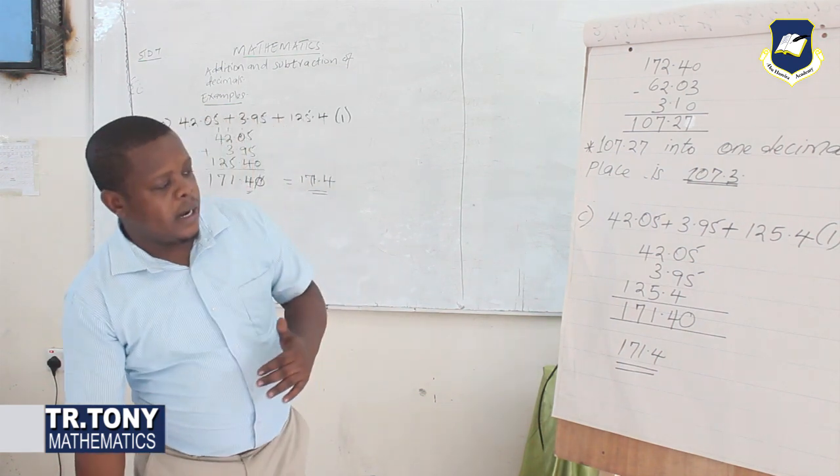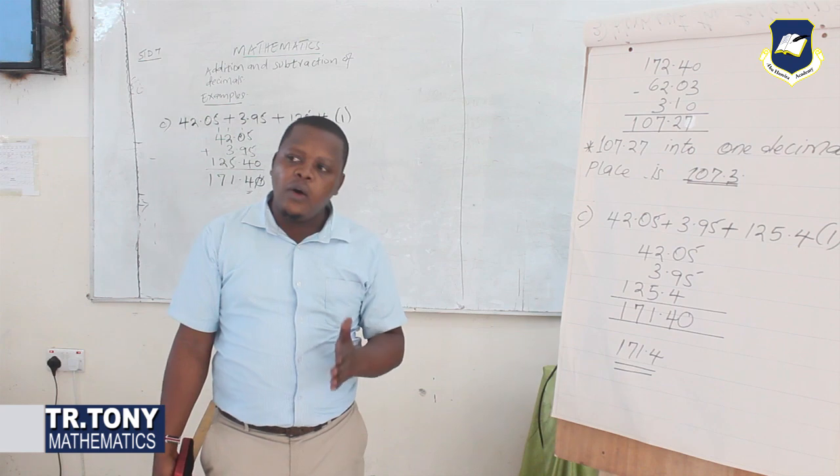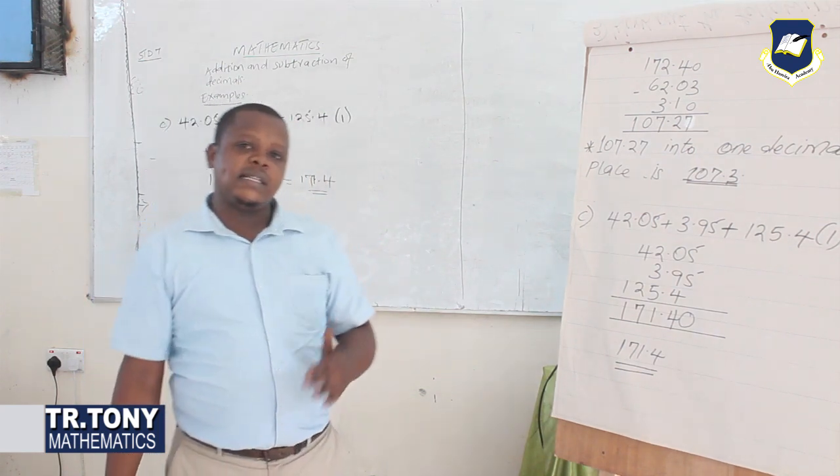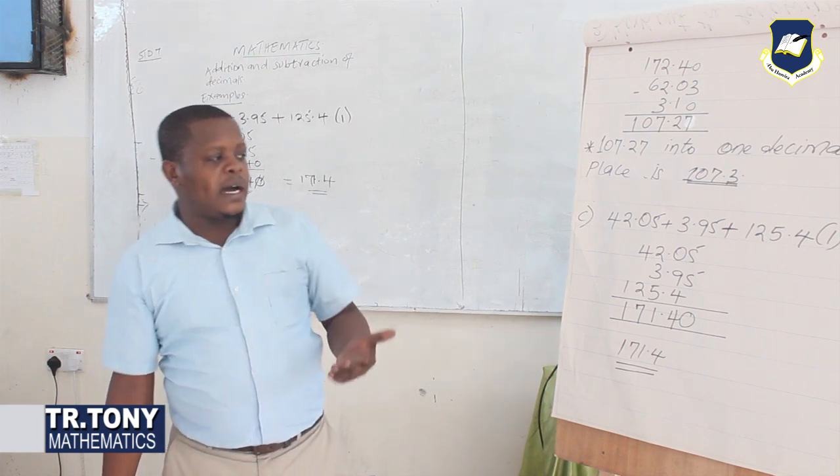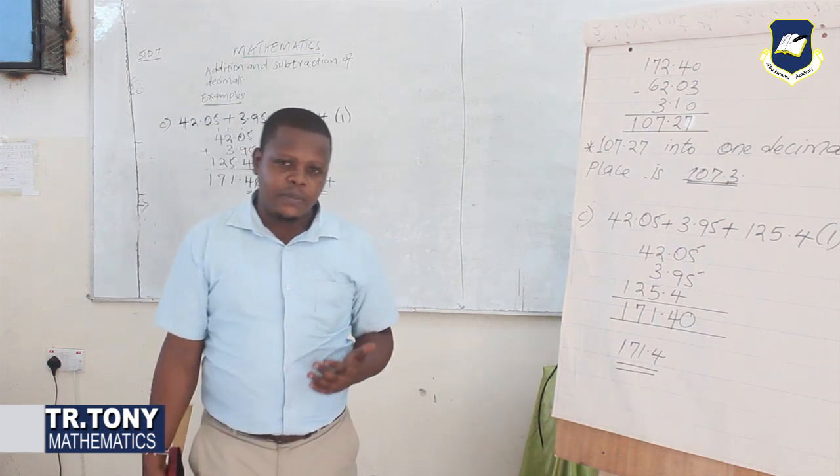Addition of decimals and subtraction of decimals, as I said, is a simple subtopic. What you need to have in mind is how to align the digits according to their place values. Then after that, you are able to work out either the addition or the subtraction.